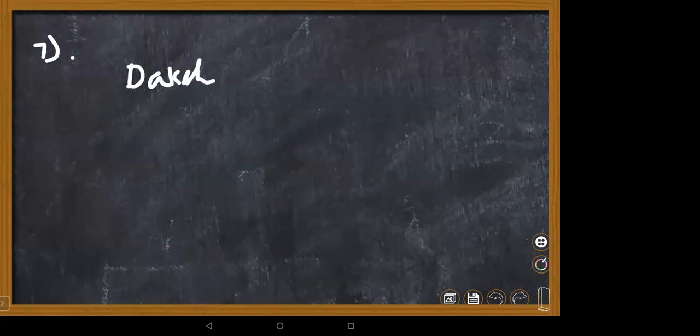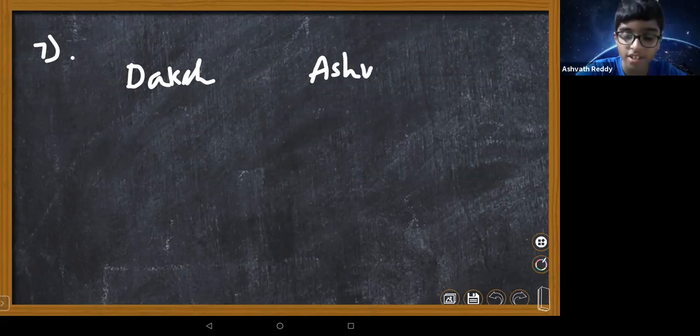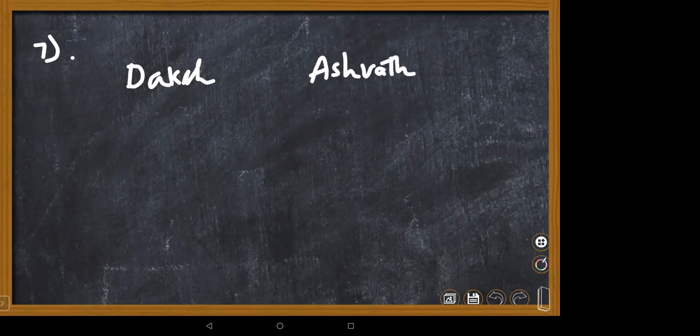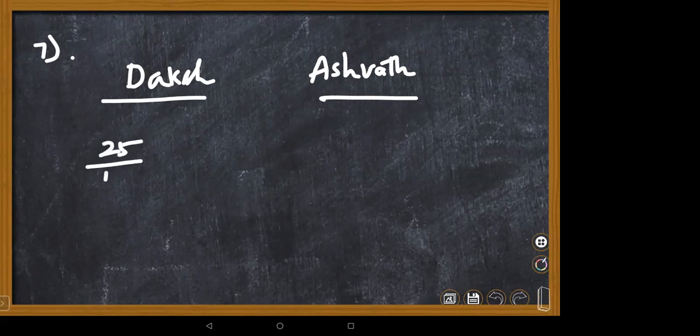Yes, Daksh. There are two friends, Daksh and Ashwat. What is your spelling, Ashwat? A-S-H-V-A-T-H. These are two friends. Daksh read 25 pages of a book containing 100 pages. That means what fraction? 1 by 4th. Very good. 25 out of 100 means 1/4 of the book he read. Good job.